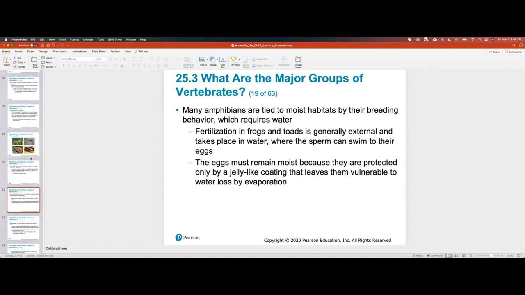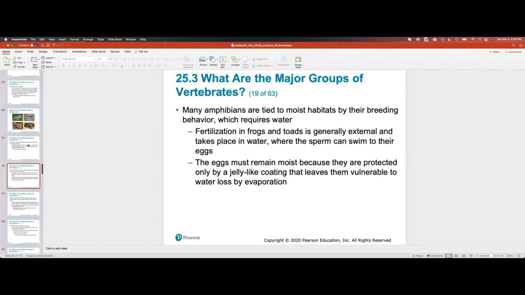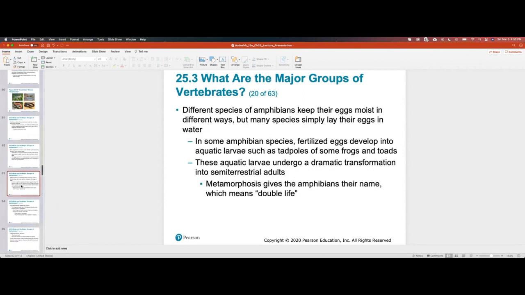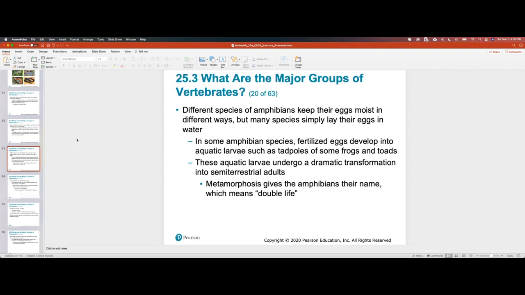And again, fertilization in frogs and toads is external but takes place in the water. So the sperm is going to swim to the egg. And the eggs have to be moist because they don't have a really solid coating to keep them from drying out, which we'll see in later organisms. In some amphibians, the fertilized egg then develops into an aquatic larva, such as a tadpole of some frogs and toads.